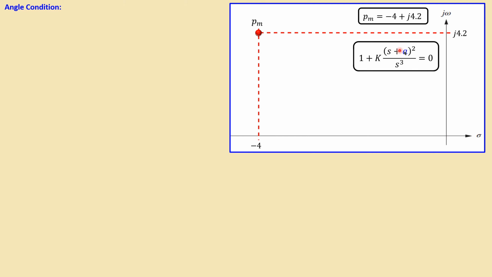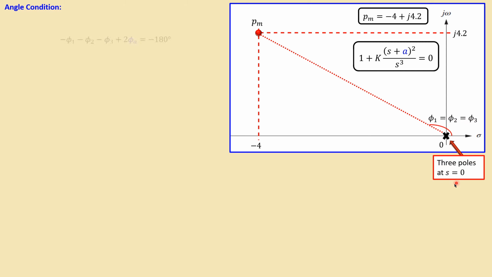1 plus K times (s plus a) quantity squared over s cubed is equal to 0. We have a pole at the origin, of course, but we actually have 3 poles at the origin. So 3 poles at the origin, they will be phi 1, phi 2 and phi 3. So all of them have the same angle. So 3 poles at s is equal to 0. That's actually what it is.